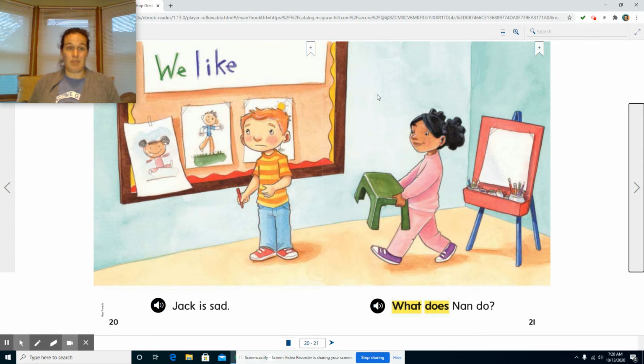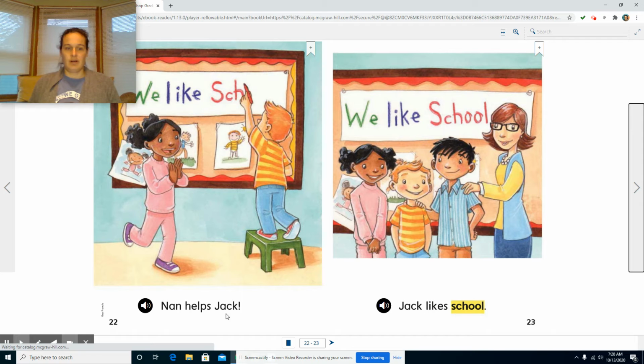Well, she's helping him. She's getting a step stool. We can see that in the picture. So we can say Nan helps Jack reach. Nan helps Jack, and then we can see that she was able to help him, and he is now able to reach there. At the end, it says Jack likes school, and we can see that they like school by looking at their smiles, and they look happy, and they're standing near each other, so it seems like they all are enjoying school.